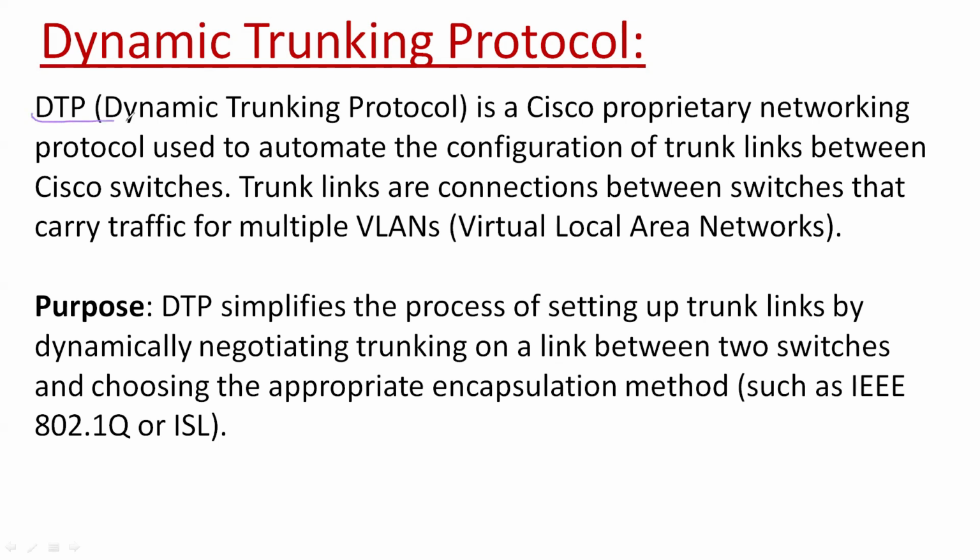And today our topic is Dynamic Trunking Protocol, which is called DTP. Basically, DTP is a Cisco proprietary protocol and it is used to create a trunk link dynamically between two or more different switches. With the help of that trunk link, we can forward multiple VLAN information.